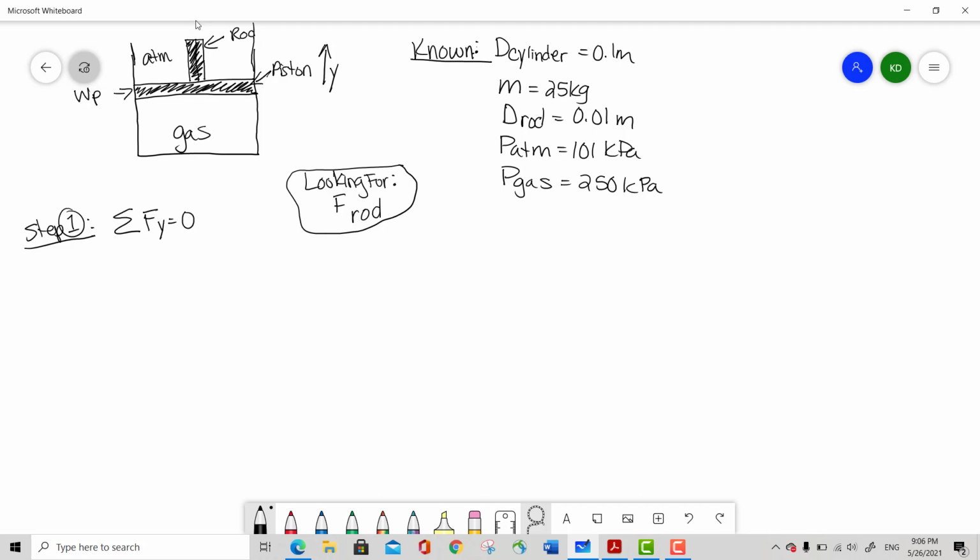We know that the atmospheric pressure is going down. We know that the force of the rod, let's see if I can write this up here. Rod, okay. We know that the weight of the piston is going down.